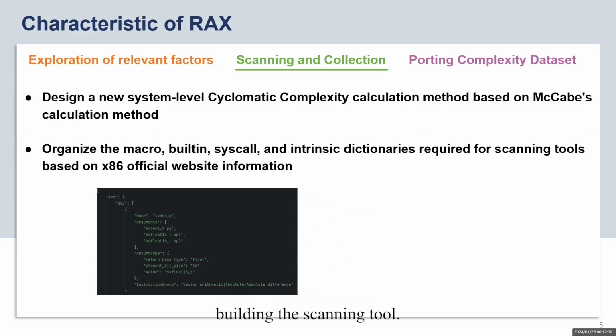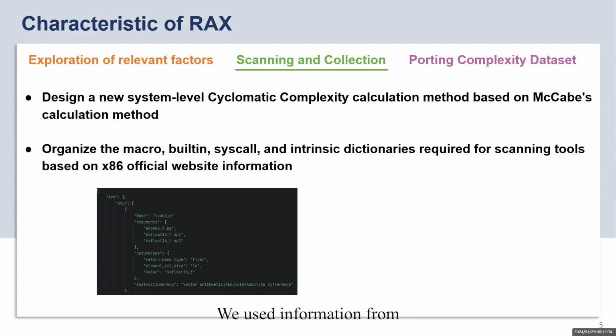Secondly, we focus on building the scanning tool. We design a system-level cyclomatic complexity calculation method based on McCabe's method and strategies to identify and count conditional compilation and architectural macros, built-in functions, intrinsic system calls, and architecture-related code in build script files.